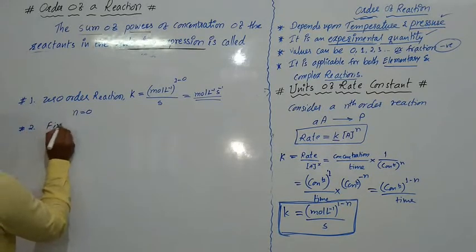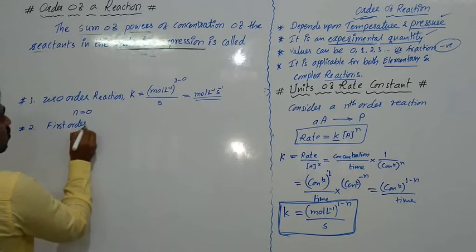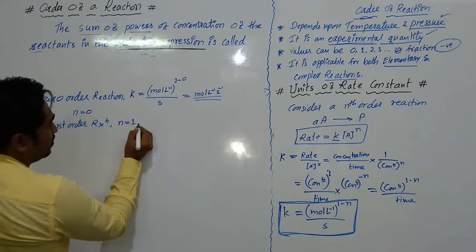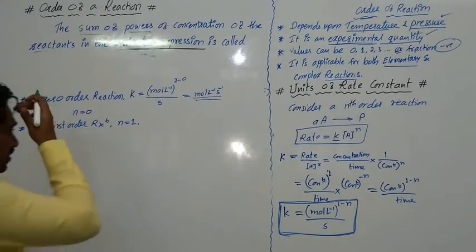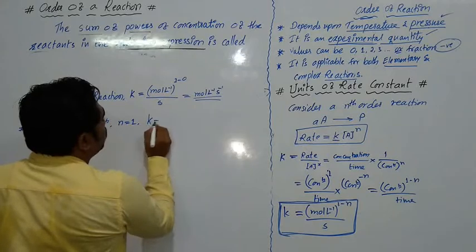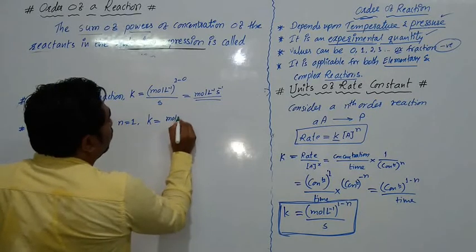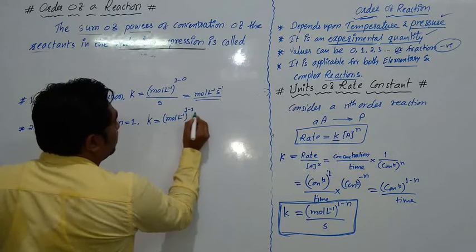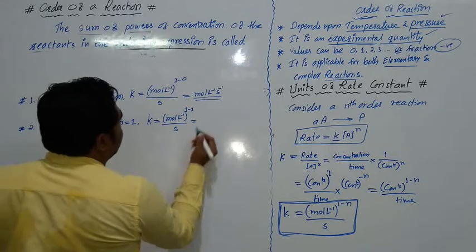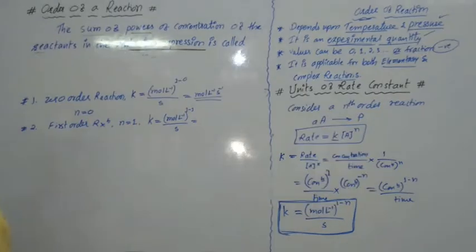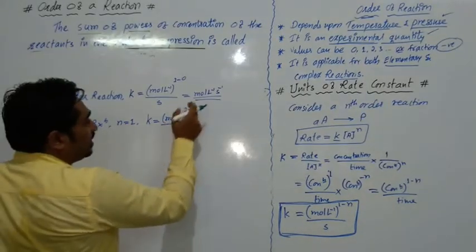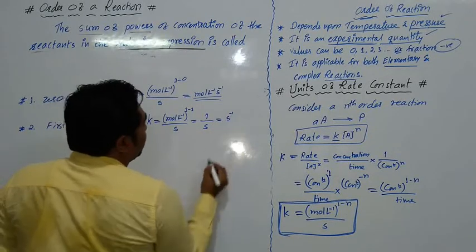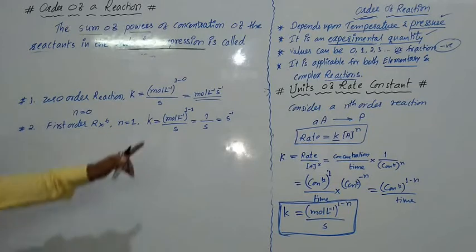For a first order reaction, n is equal to 1, isn't it? K is equal to mole per liter raised to 1 minus 1 divided by second. 1 minus 1 means 0. Anything raised to 0 is equal to 1. So 1 divided by second is nothing but per second. So this is the unit of the rate constant of a first order reaction.